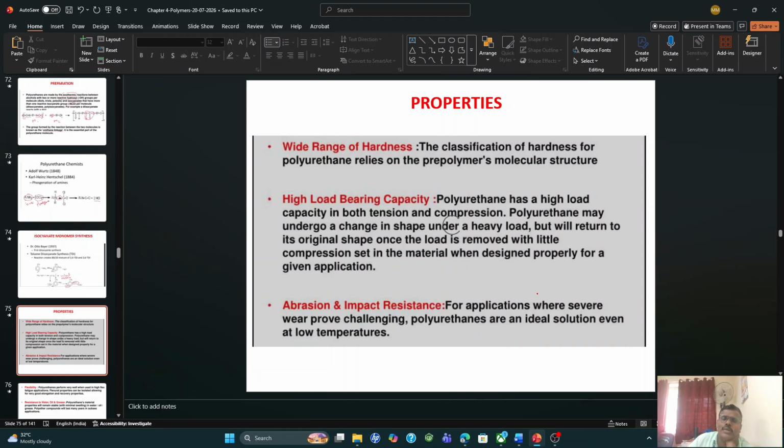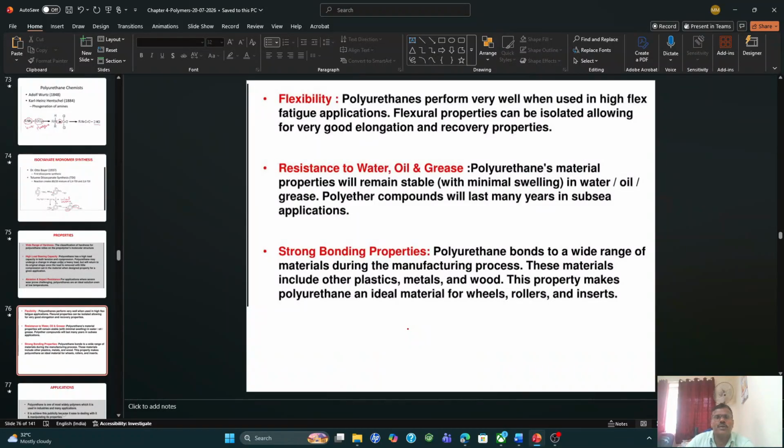Polyurethane has a high load capacity in both tension and compression. Polyurethane may undergo a change in shape under a heavy load, but will return to its original shape once the load is removed, with little compression set in the material when designed properly for a given application. Abrasion and impact resistance: for applications where severe wear proves challenging, polyurethanes are an ideal solution, even at low temperature. Flexibility.